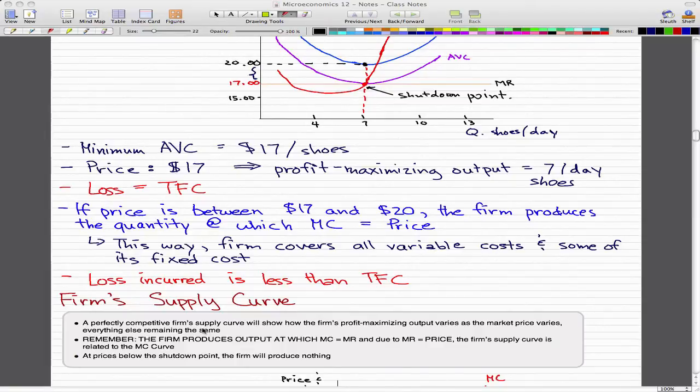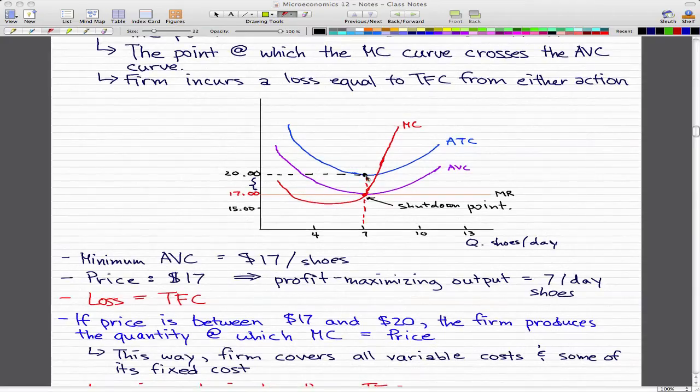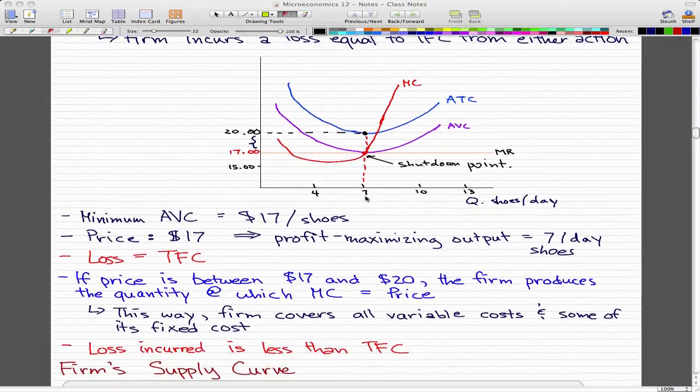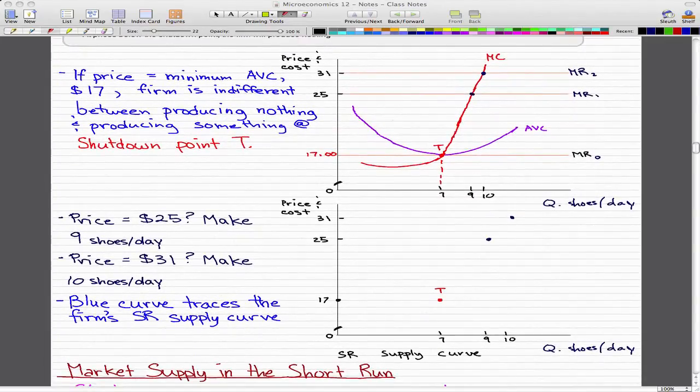So at a price below the shutdown point, the firm will pretty much produce nothing. And I forgot to mention in the last video, the shutdown point will be this point here where marginal revenue equals marginal cost. So let's take a look at these graphs that I have here. Now, this graph will show us how a supply curve is constructed.